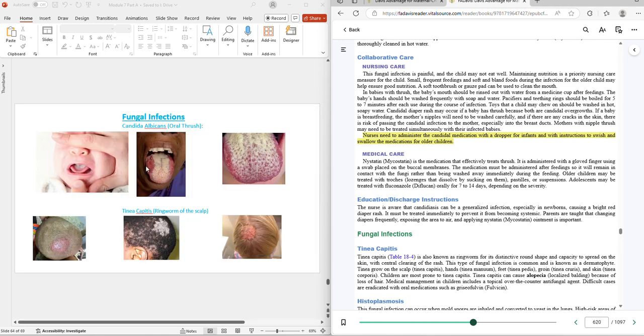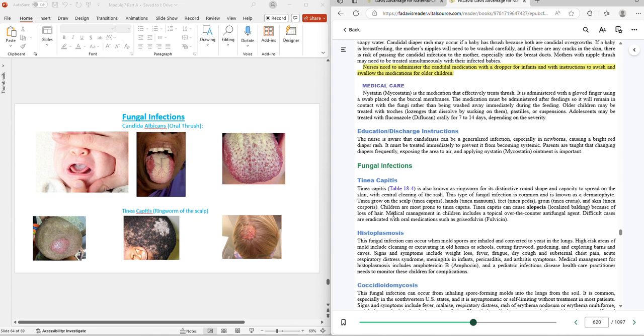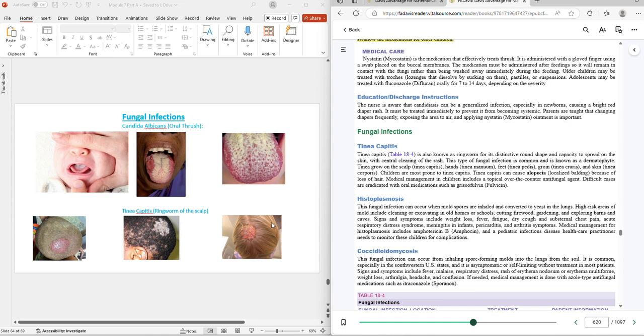And there's a picture of this Candida albicans here, the oral thrush. And then we have Tinea capitis, which is a ringworm of the scalp. You see that here? It's not an actual worm. It is a fungal infection. Okay? It will cause hair loss in that area until it's healed.